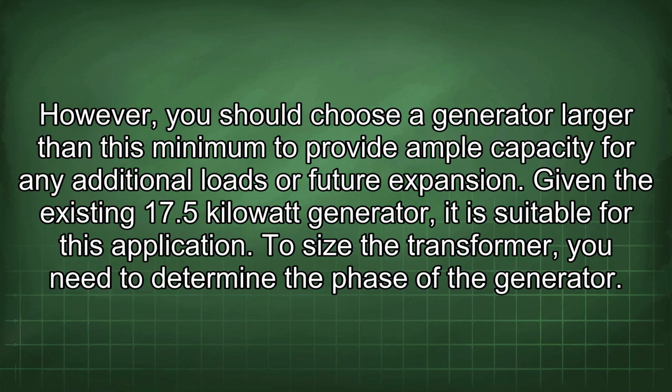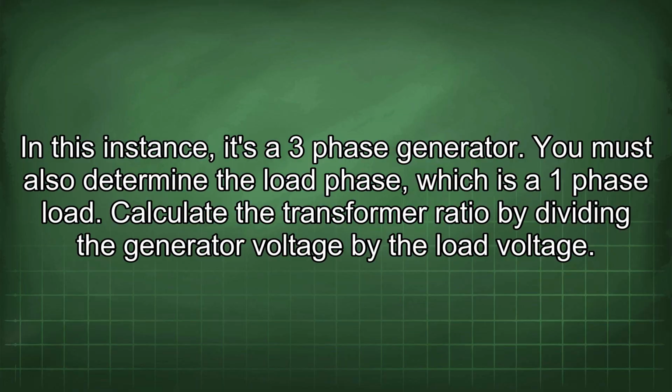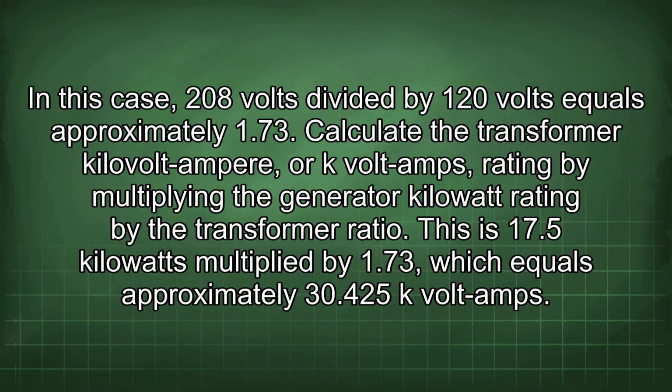To size the transformer, you need to determine the phase of the generator. In this instance, it's a three-phase generator. You must also determine the load phase, which is a one-phase load. Calculate the transformer ratio by dividing the generator voltage by the load voltage. In this case, 208 volts divided by 120 volts equals approximately 1.73.